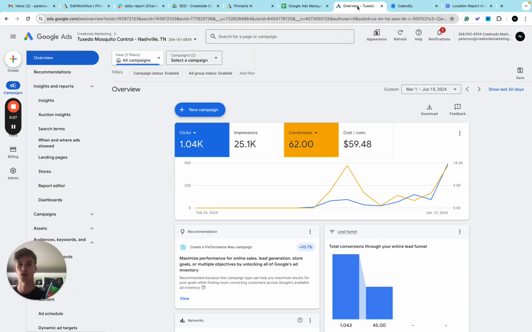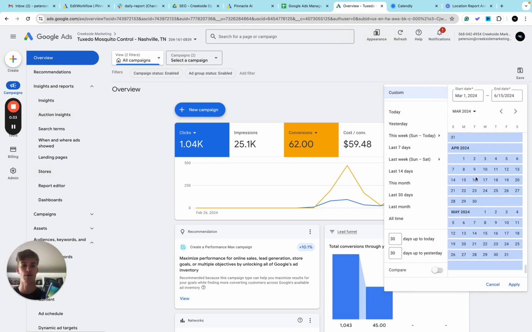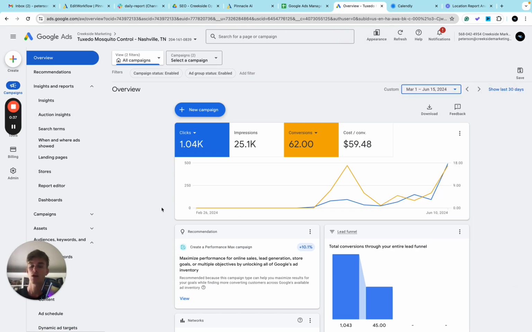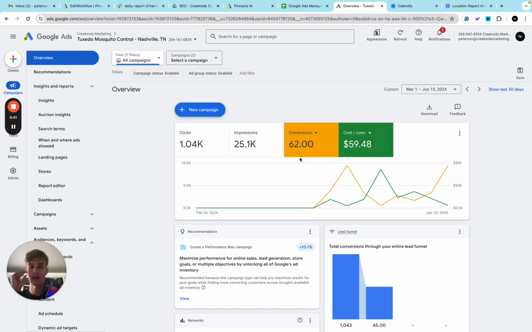So first, we're going to go to Google Ads. Then we are going to select our date range, which is 3 to 4 months. In this example, we're going to use about 3.5 months. Click apply, and then we're going to look at the cost per conversion and conversions.